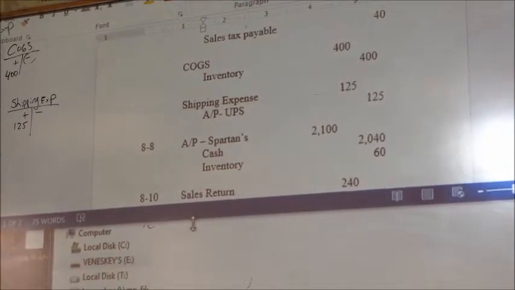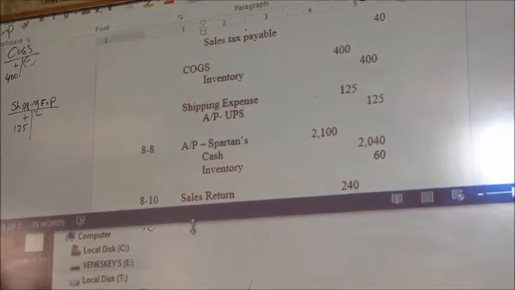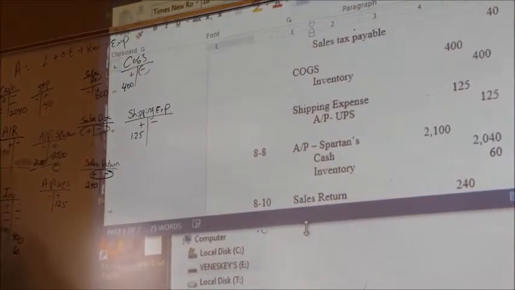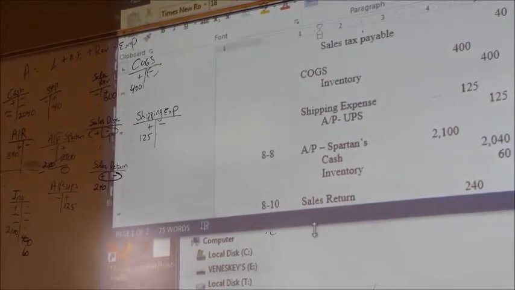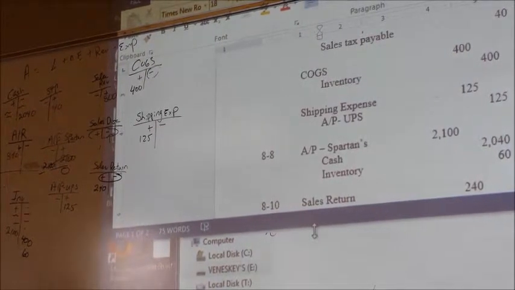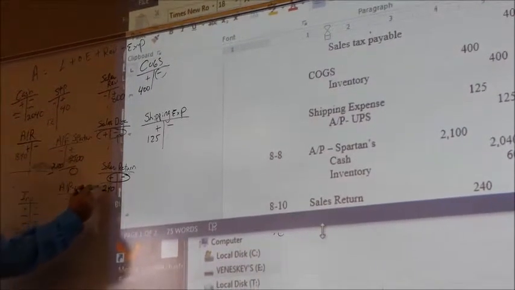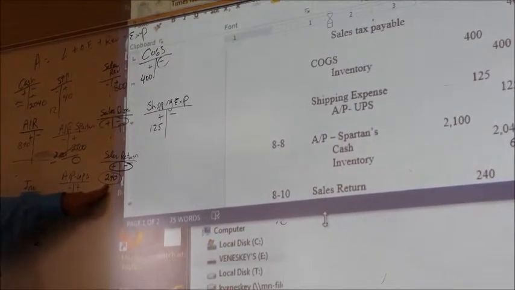Not only do I give him back the purchase price, what else do I give him back? Tax. How much? How much tax do I reimburse him for? $12. Take 5% of the amount that I gave him back.